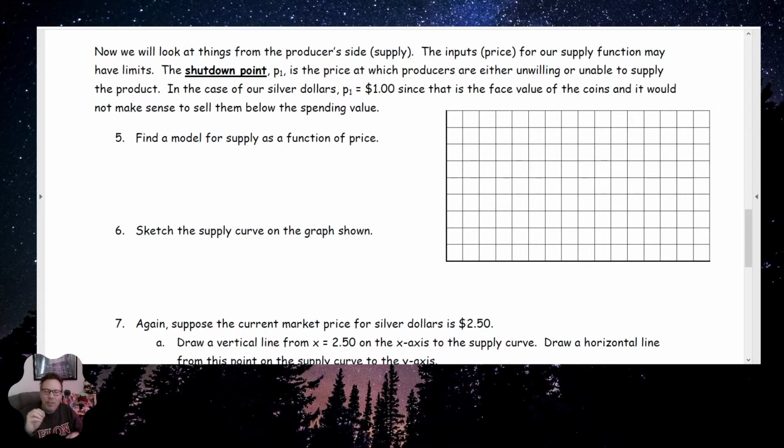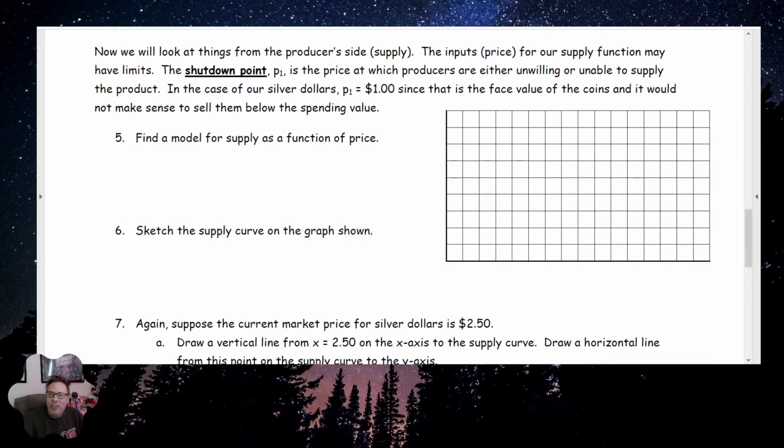But there's something a little bit different here. The supplier will never sell a dollar coin for less than $1. And so there's something called a shutdown point. That's just going to be one of our bounds in the problem, this P1 equals $1 that's listed here.